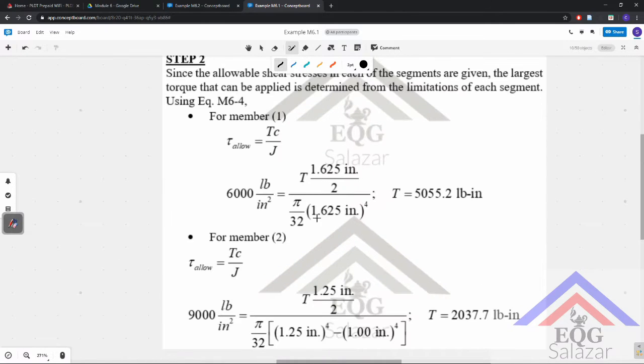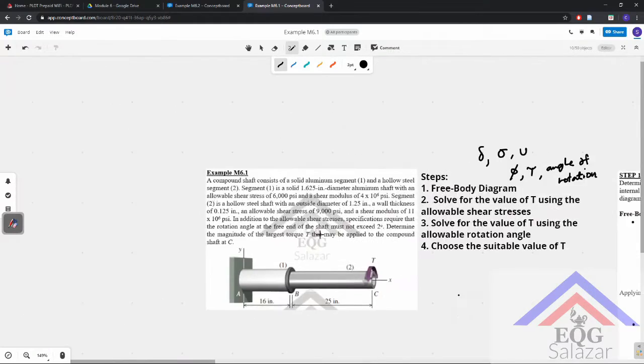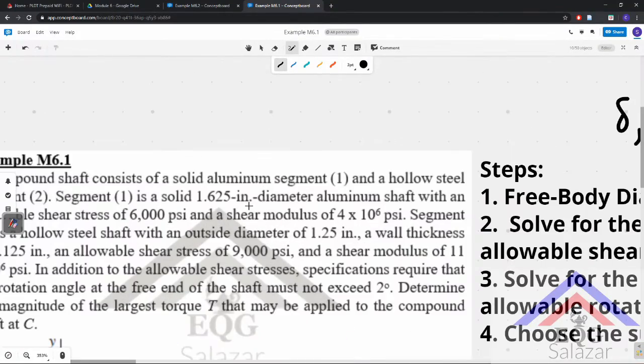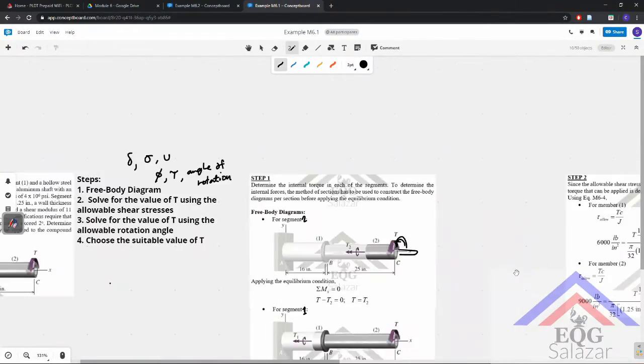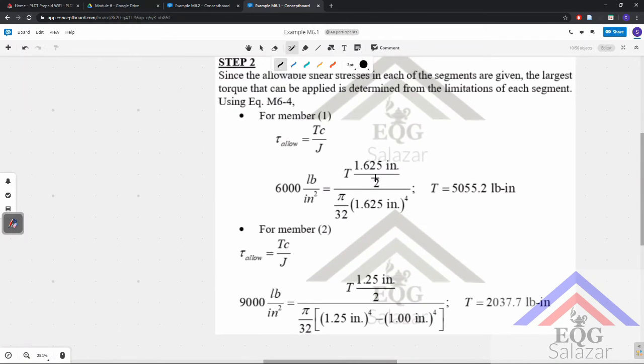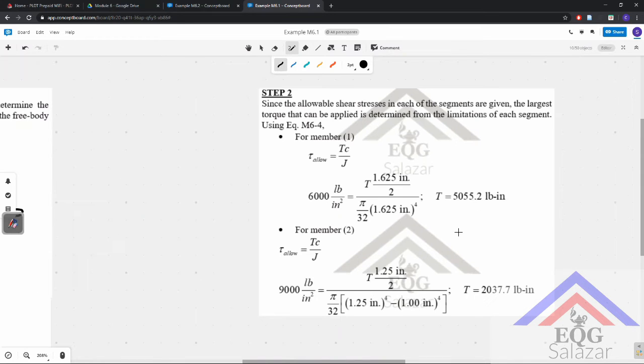Okay, so for member 1, we know that it's a solid aluminum shaft with a 1.625 inch diameter. The distance from the center to the outermost fiber is the radius of that shaft, which is 1.625 over 2. Its allowable shear stress is 6,000 psi, and the calculation of the polar moment of inertia is as shown here. And so we calculate a value of 5,055.2 pound-inch for T.